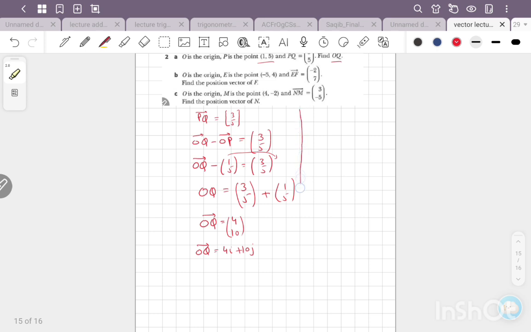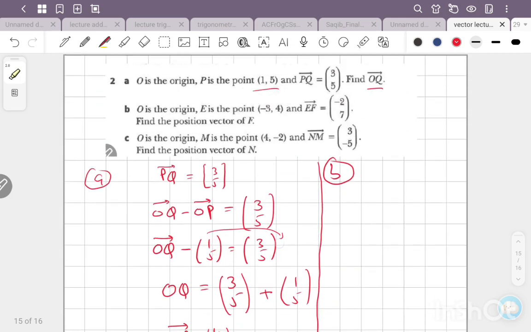Now move forward to the B part. This is our A part and this will be our B part. Now again check what the B part is. O is the origin, E is the point minus 3 and 4, EF equal to minus 2, 7. Find the position vector of F. Okay, now first of all we have to write EF.